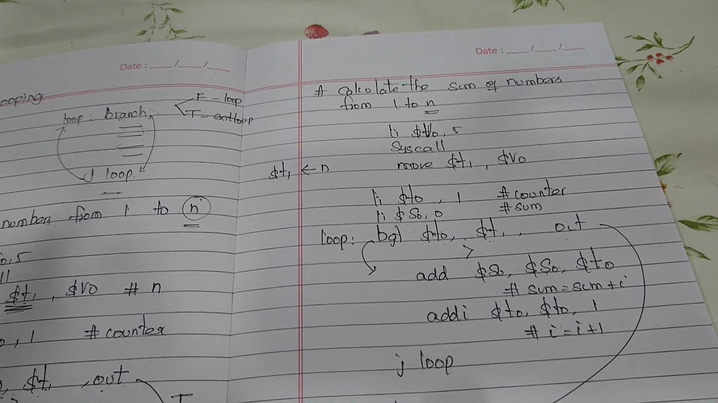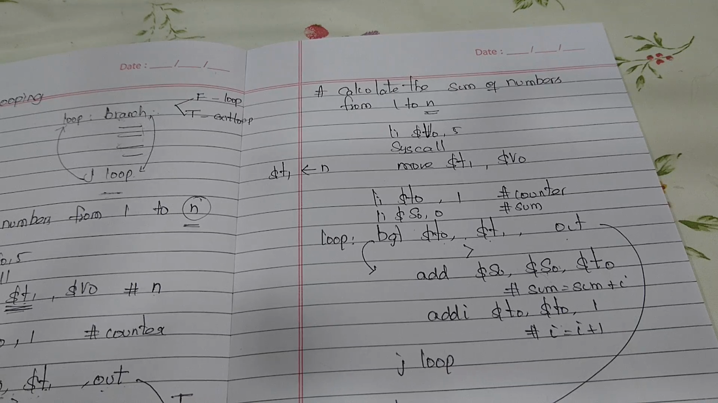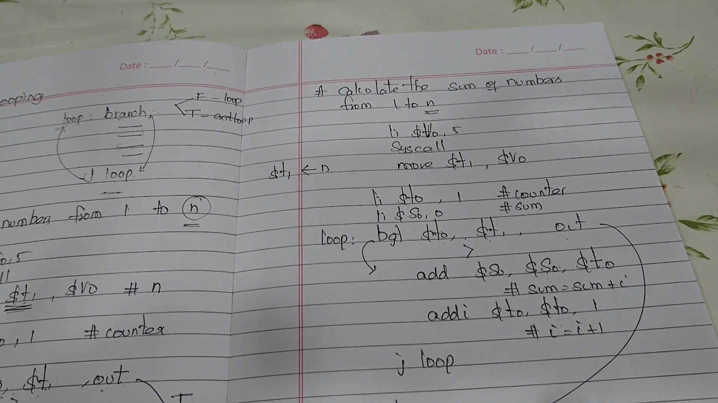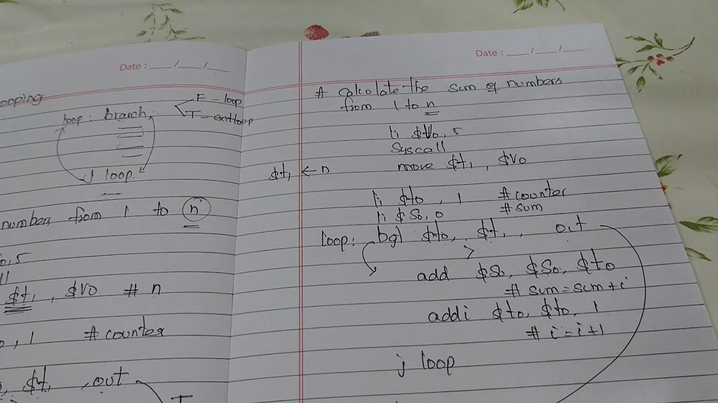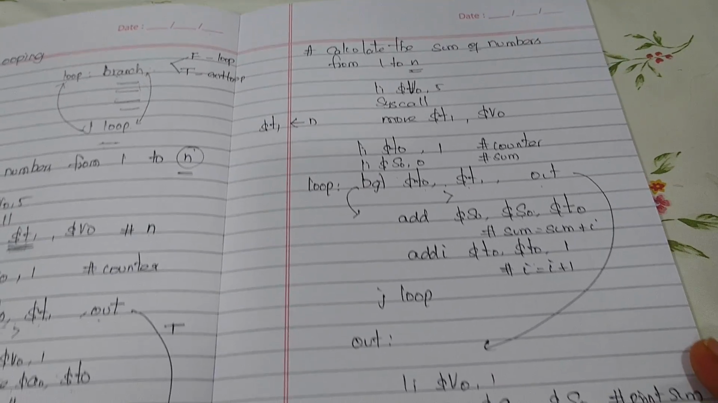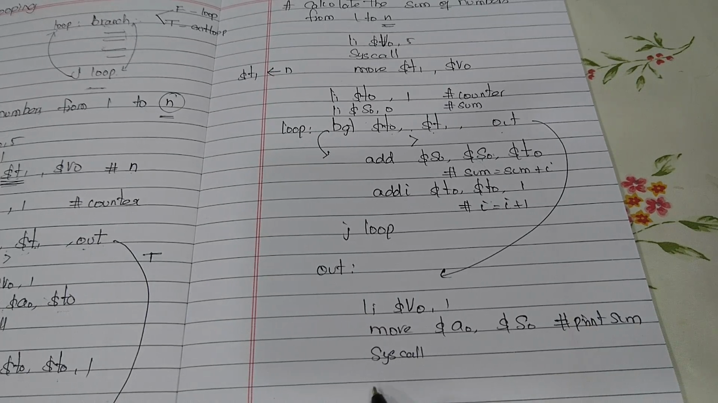What I am going to do, so let me print the value of sum. So register V0, 1, this is the syscall service for printing integer. Register A0, register S0 and then syscall. So what I am doing here, let me read. I am printing the sum value, print sum. So what is the total of all these things? So that is printed here.